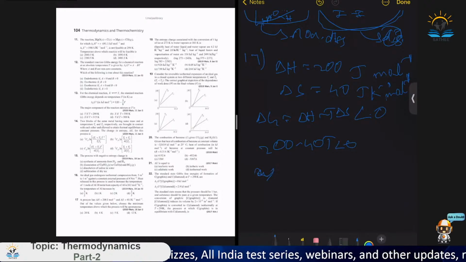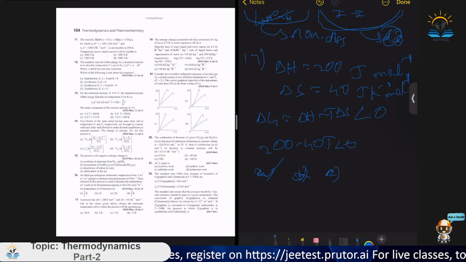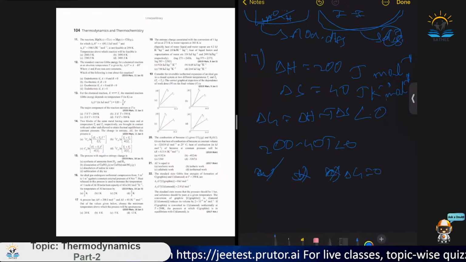First option is true. Second option, 20 Kelvin: 200 minus 40 into 20 is minus 600, so negative, true. Second option false. The process is not spontaneous. Third option false, like delta G equal to 0. Okay, no, my bad.